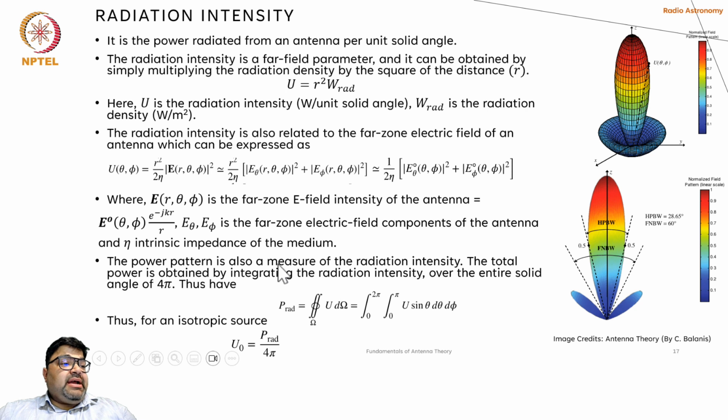The power pattern is also a measure of the radiation intensity, and the total power radiated is obtained by integrating the radiation intensity over the entire solid angle. For an isotropic source, U0 is P rad over 4 pi.